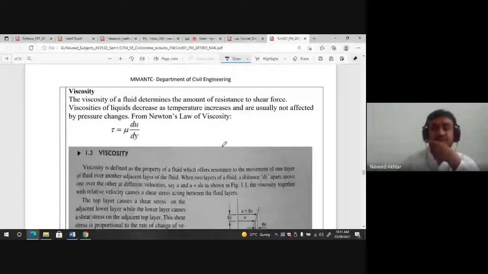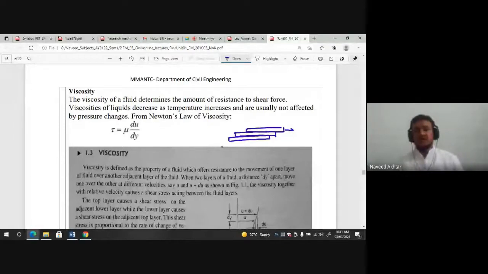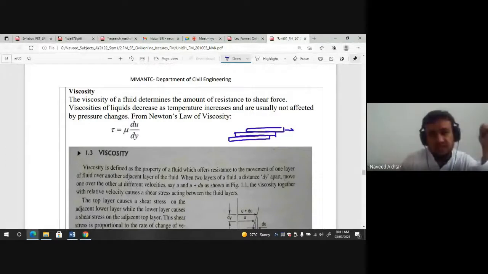So the viscosity of a fluid determines the flow. Say that the fluid is flowing in layers. So if you can see that the fluid is here, the upper layer is moving and there is resistance between the upper layer and the lower layer, and that resistance to the flow is called viscosity. So the viscosity of a liquid decreases as temperature increases and is usually not affected by pressure change.